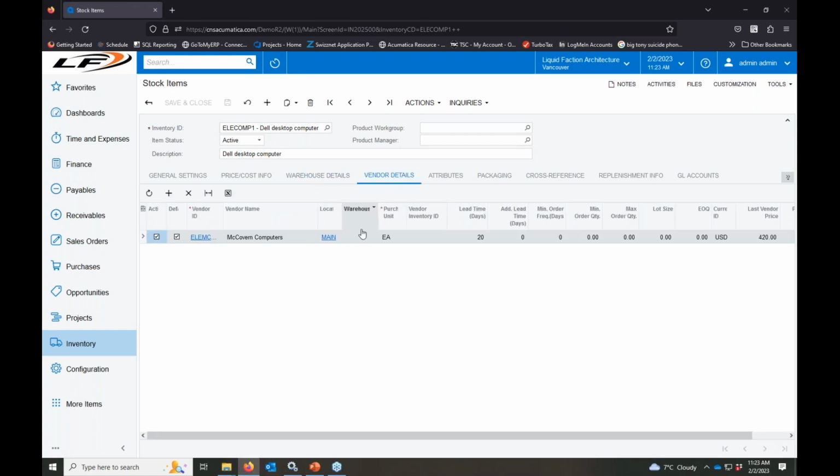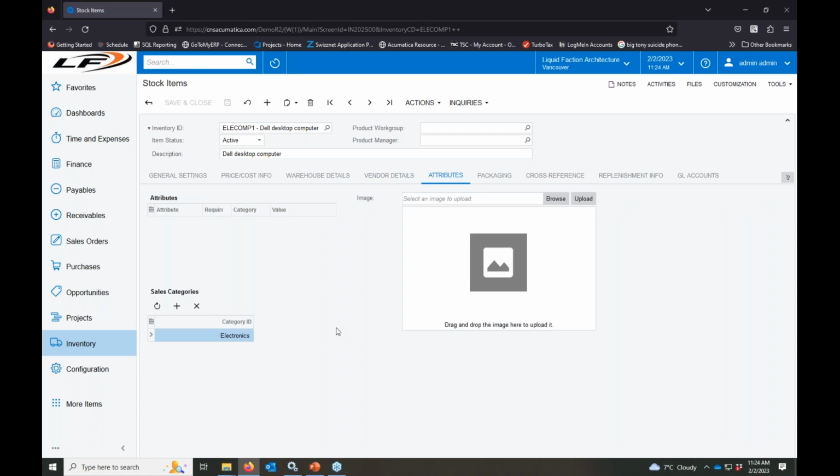Vendor details. This will give us some indication as to who is a qualified vendor for this product should we need to buy it, providing us with their name, location, lead time, and last vendor price. Useful information there. Attributes might be some custom information or attributes of that particular part. So we could set up some attributes here, and we can maybe populate an image if we wanted.